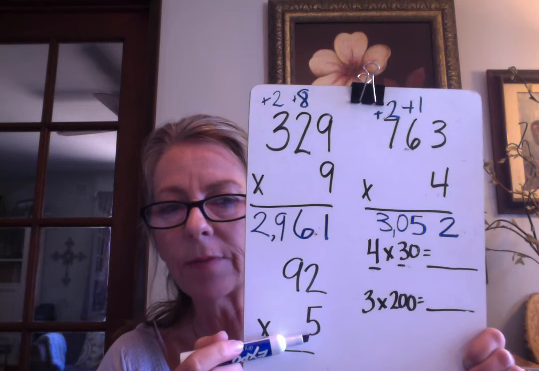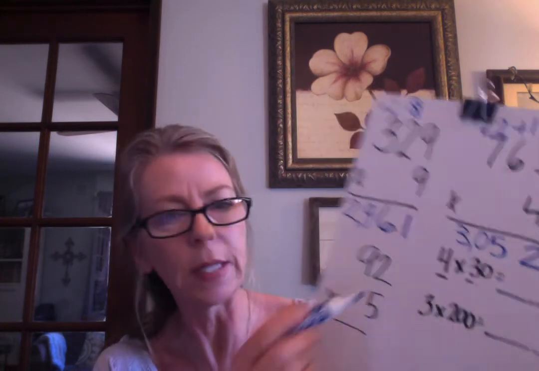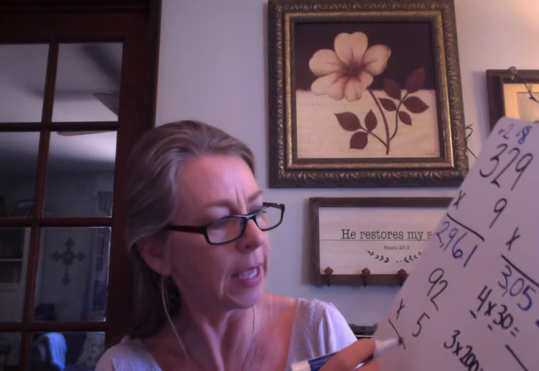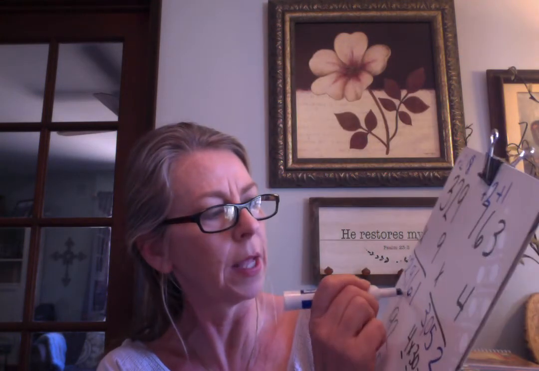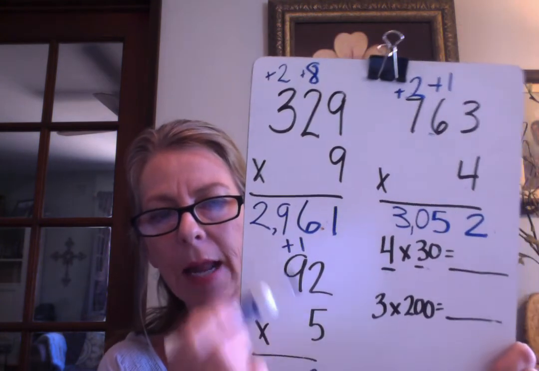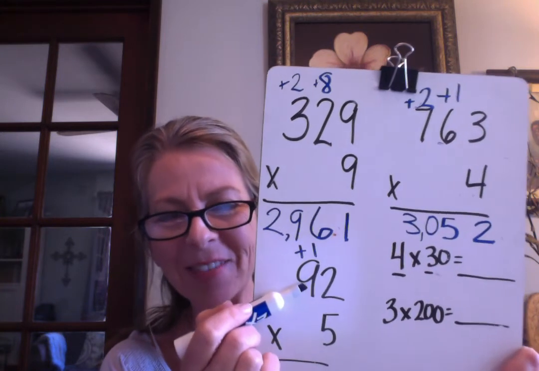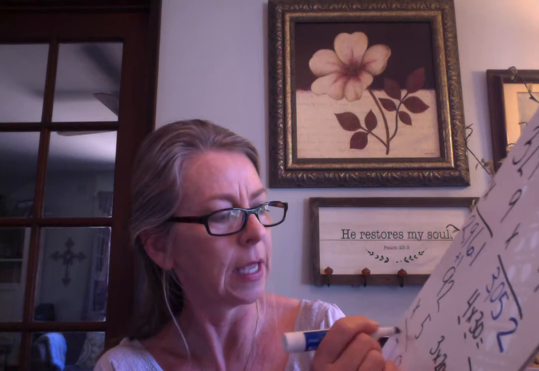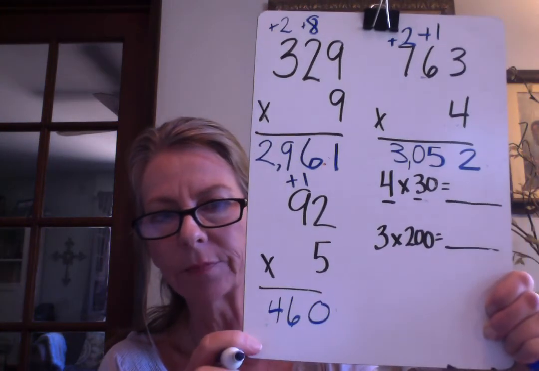All right, so here's 5, our multiplier, and we're multiplying by 92, and we multiply our ones first, so 5 times 2 is 10. We put our 0 ones and our 1 ten up in the tens column. And then remember, we're going to add that after we multiply. So 5 times 9 is 45, plus 1 more is 46. And since we don't have any hundreds, we can just bring our 400s down.